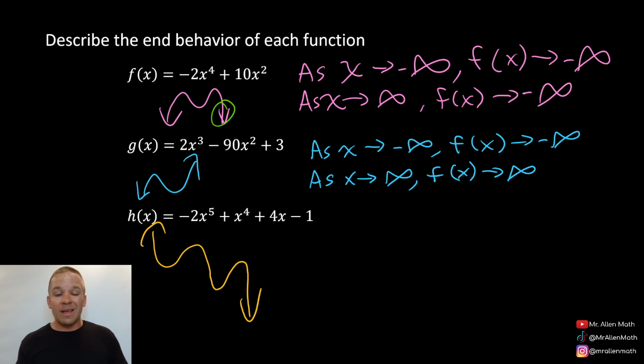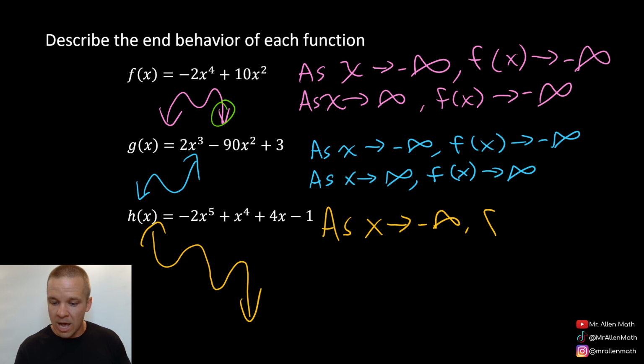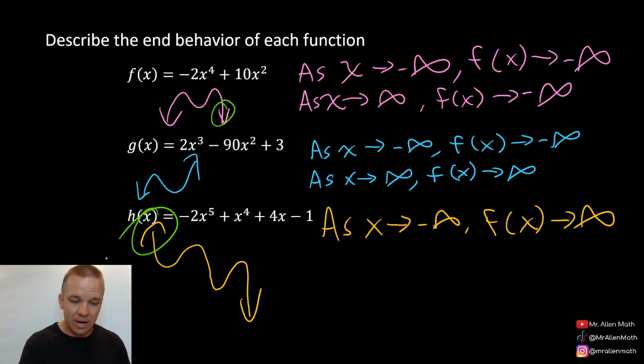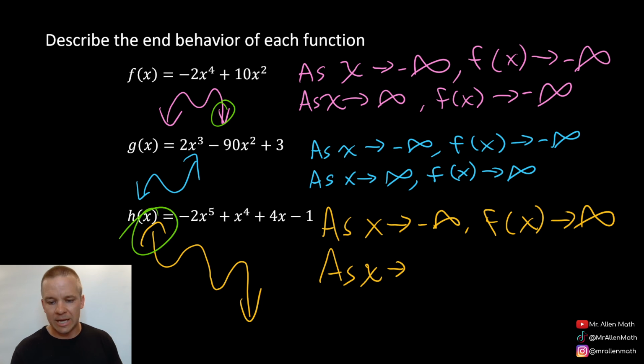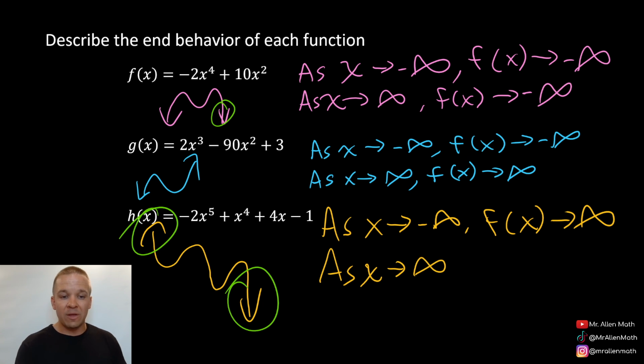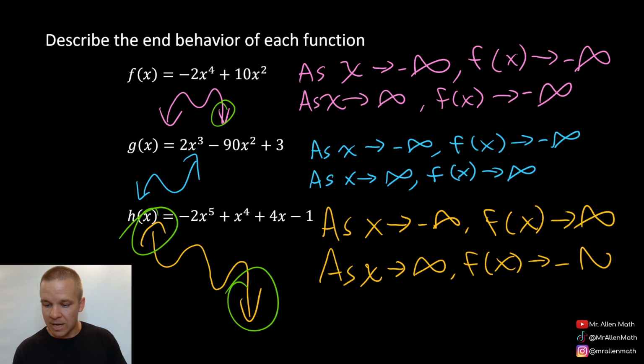All righty, so as x approaches negative infinity, as we go to the left, our graph is going up. So as x approaches negative infinity, h of x is going to infinity, right? We're looking at this spot on the graph right there. It's going up. Now, as x approaches positive infinity, meaning as I go to the right side of the graph, it's pointing down. I've got h of x approaching negative infinity.